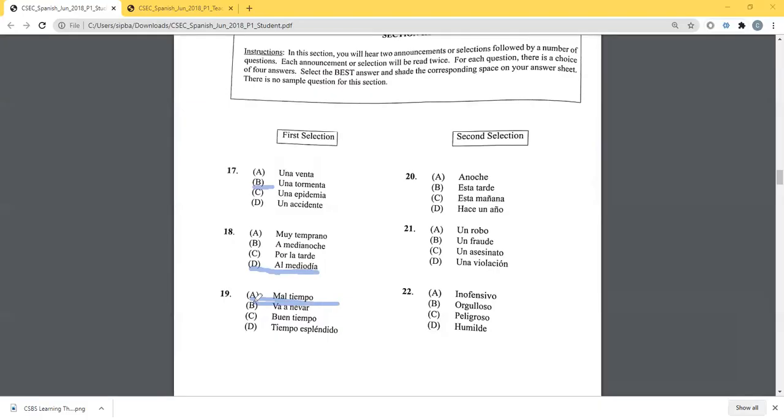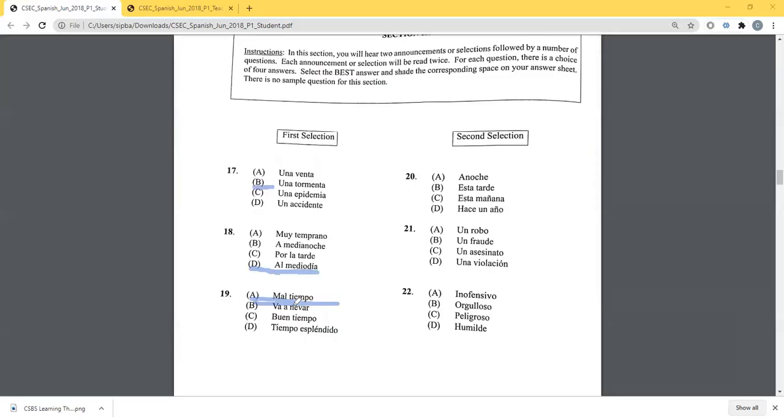Bueno. So question 20. ¿Cuándo huyó el prisionero? Question 21. ¿Qué tipo de crimen cometió? Cometió. I think I pronounced it, I cannot stress that wrong. Lo siento. ¿Qué tipo de crimen cometió? Question 22. ¿Cómo se considera al fugitivo?